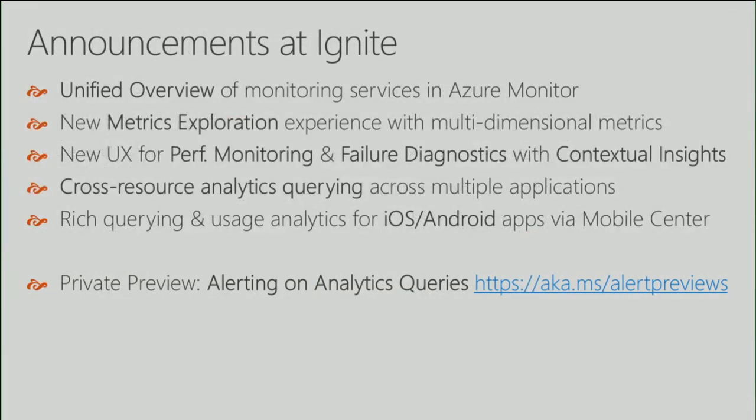So with that, just a recap of the announcements that we have made this week at Ignite. So that's the new Azure Unified Overview that we brought, the new metrics exploration experience, the new UX for monitoring and diagnostics with the machine learning insights, the cross-resource querying that Evgeny showed, the new integration with Mobile Center. That thing I didn't touch upon before. So if you have iOS and Android apps, you can now connect it with Application Insights via Mobile Center and run all the rich querying and usage analytics on top of your client applications.